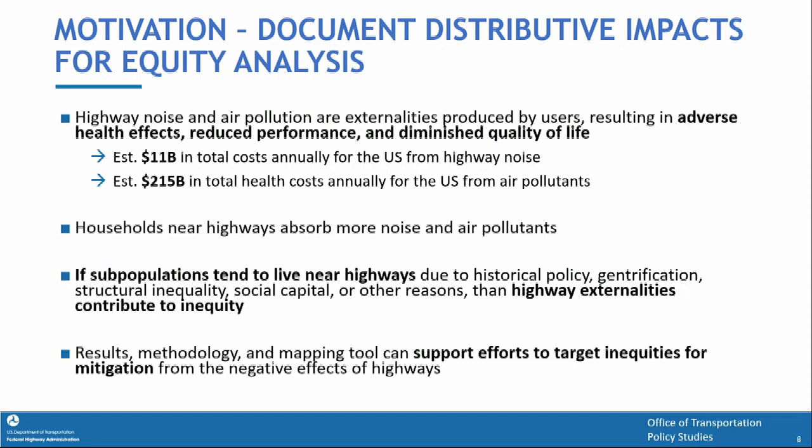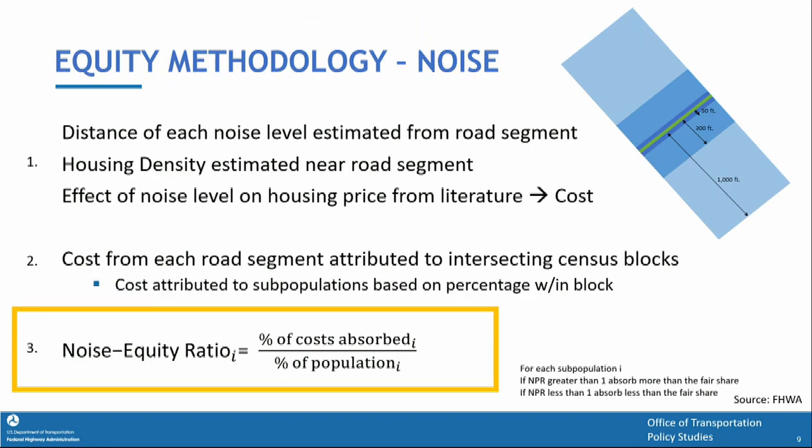Why do we want to do this? So we've already seen the cost of these externalities can be very substantial. Highway noise and air pollution are produced by users, but they affect people who are not actually using the system. This can result in adverse health effects, reduced cognitive performance, and diminished quality of life. And it stands to reason that households near highways absorb more noise and air pollutants. And if subpopulations or demographics tend to live near highways due to historical policy, gentrification, structural inequality, social capital, or other reasons, then highway externalities are contributing to inequity. And we believe the results, methodology, and the mapping tool can support efforts to target inequities for mitigation from the negative externalities of highways. So how do we do this for noise?